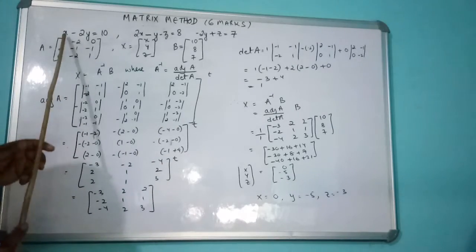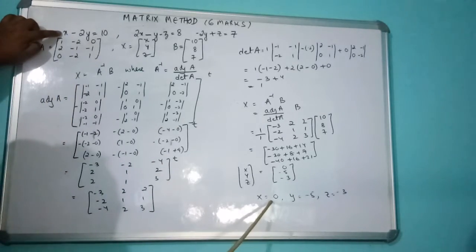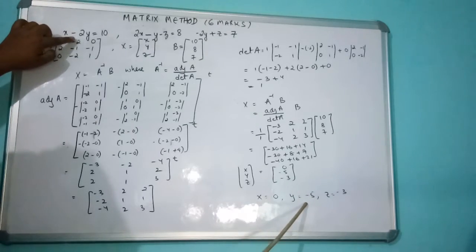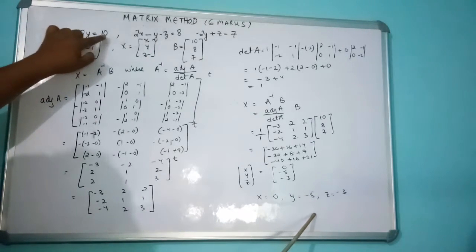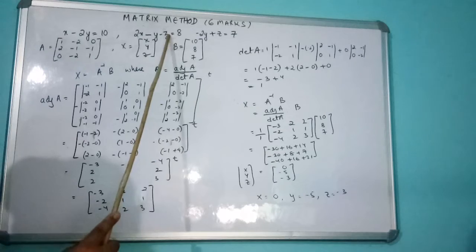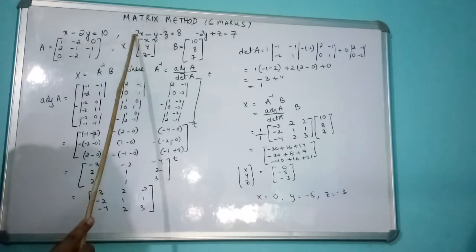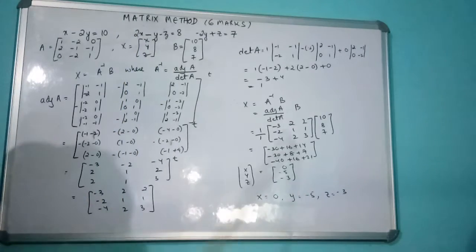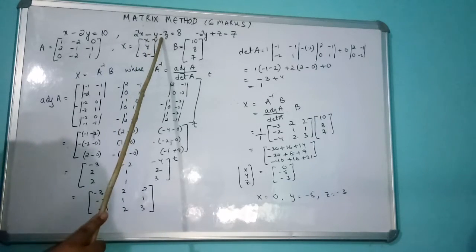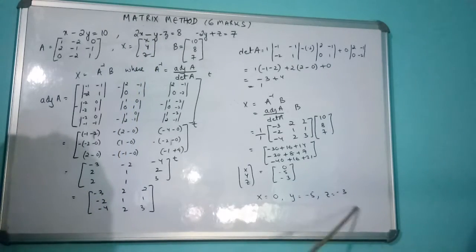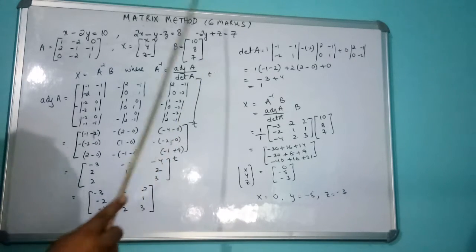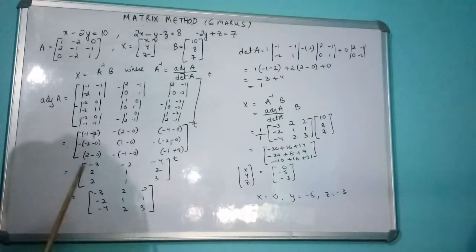For example, look at x minus 2y. What's the value of x? 0. What's the value of y? Minus 5. So minus into minus is plus, 5 twos are 10. Did you get 10? You can try it out here also: 2x, what's the value of x? 0, 2 zeros are 0. What's the value of y? Minus 5, minus into minus is plus. And what's the value of z? Minus 3, minus into minus is plus. So 5 plus 3 is 8. So this is the answer which we are supposed to get. This is ISC 2020.